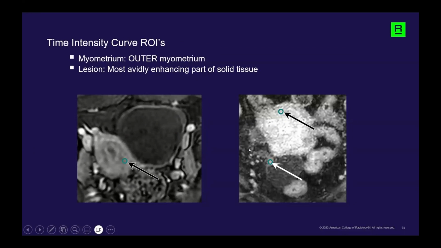TICs are calculated by placing one region of interest over the enhancing solid tissue within the lesion, and the other on the outer myometrium, taking care to avoid any vessels. The generated curves plot the enhancement pattern of the solid tissue relative to the myometrium over the 3 to 4 minute imaging interval. And as we saw earlier, the slope of the arterial phase enhancement relative to the myometrium and the presence or absence of a plateau determines the type of curve.